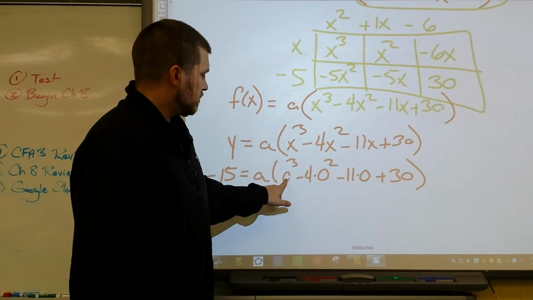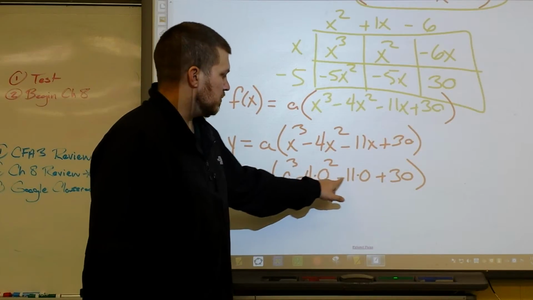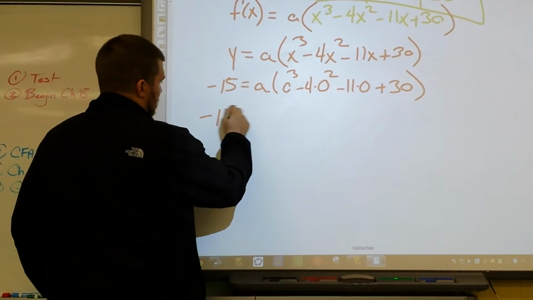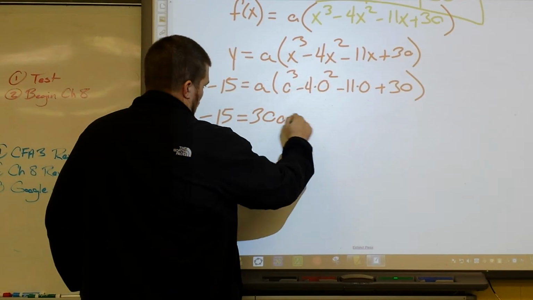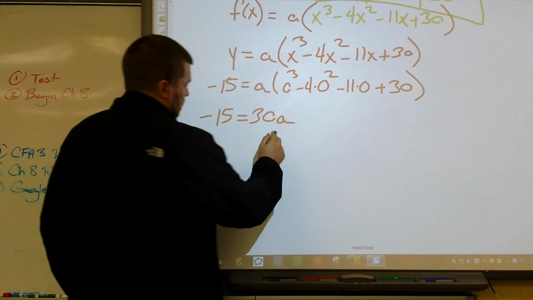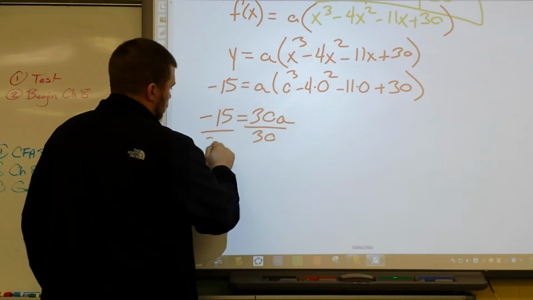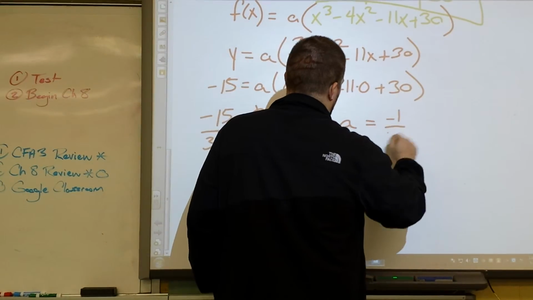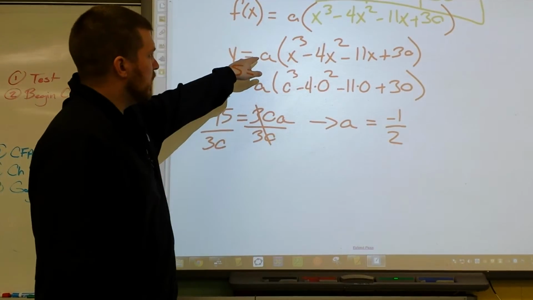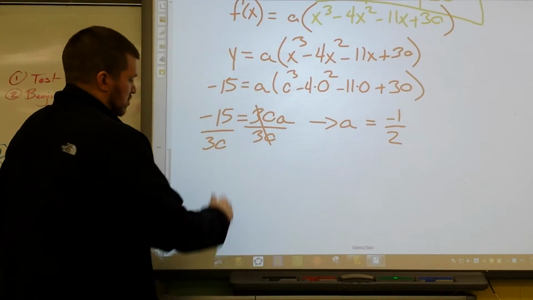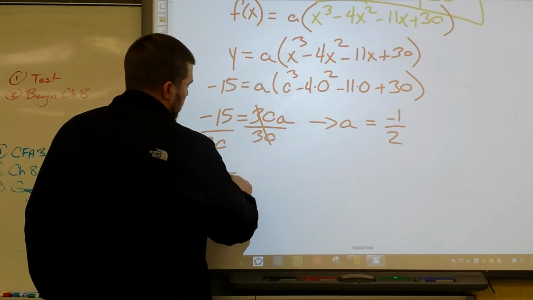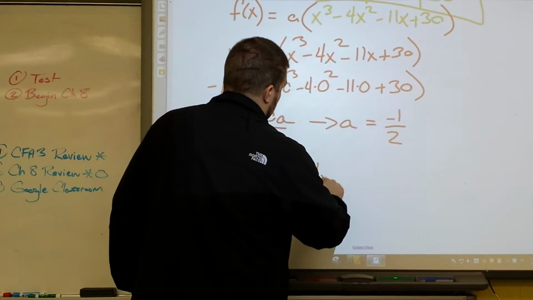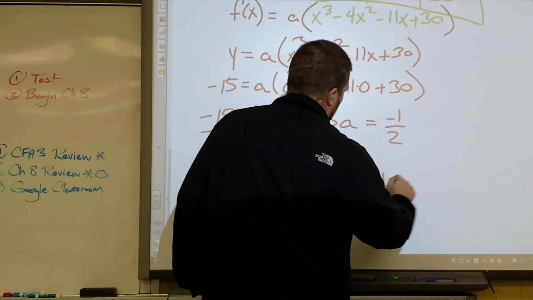All of this on the inside, 0 cubed minus 4 times 0 squared minus 11 times 0, that's going to be 0. The only thing left over is going to be 30. So negative 15 equals 30a. Now I want to get a by itself, so I'm going to divide by 30. Cancel out. So a is going to be negative 1/2. And now that I have that, I can go back into my function. I'm just going to keep it y equals, why not? So y equals negative 1/2 x cubed minus 4x squared minus 11x plus 30.